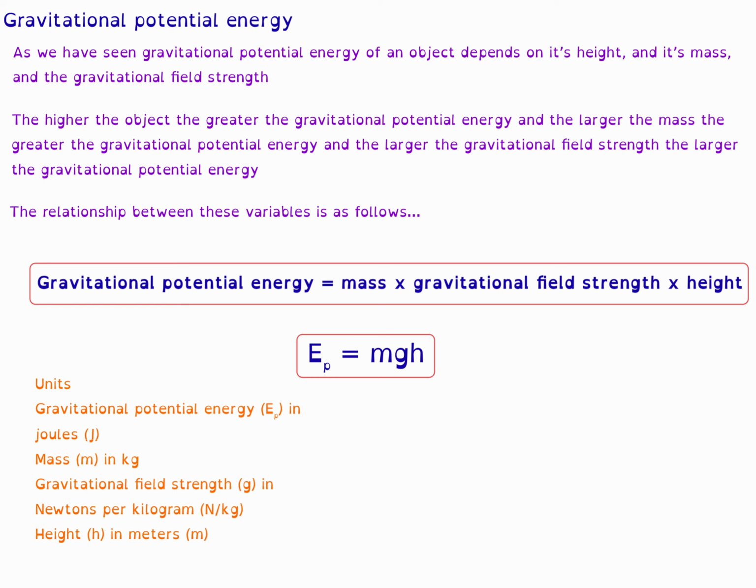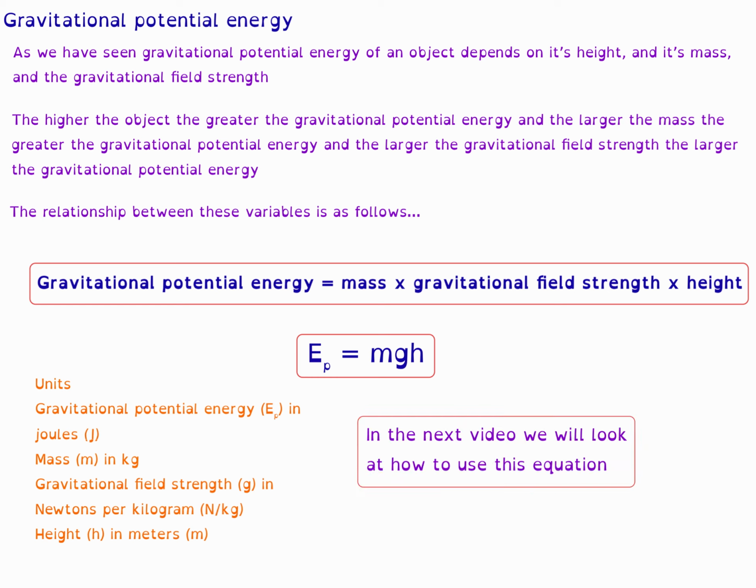The units are as follows. Gravitational potential energy is in joules, mass is in kilograms, gravitational field strength is in newtons per kilogram, and the height is in metres. In the next video, we will look at how this equation is used.